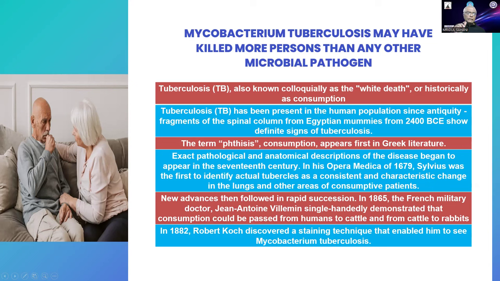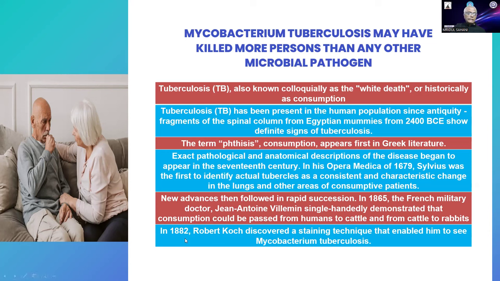What you see in the patients, when you see the X-ray, is that tubercles are formed, and that represents the tuberculosis. New advances then followed in rapid succession. In 1865, the French military doctor Jean Antoine Villemin demonstrated that consumption is transmissible from human to cattle and from cattle to rabbit. So it is not only among human beings, but also among domestic animals.